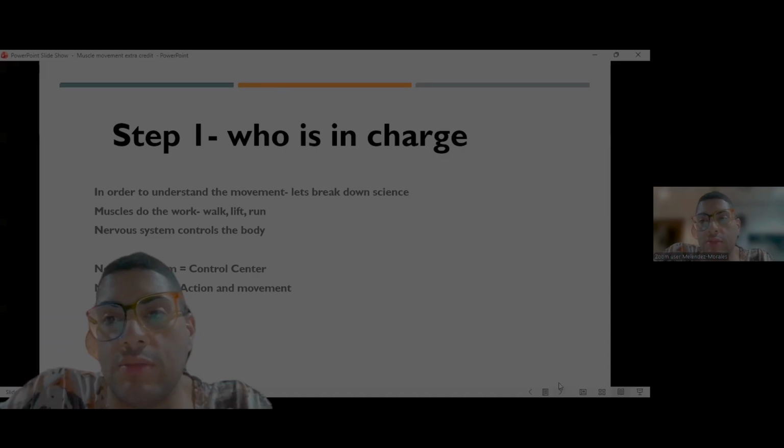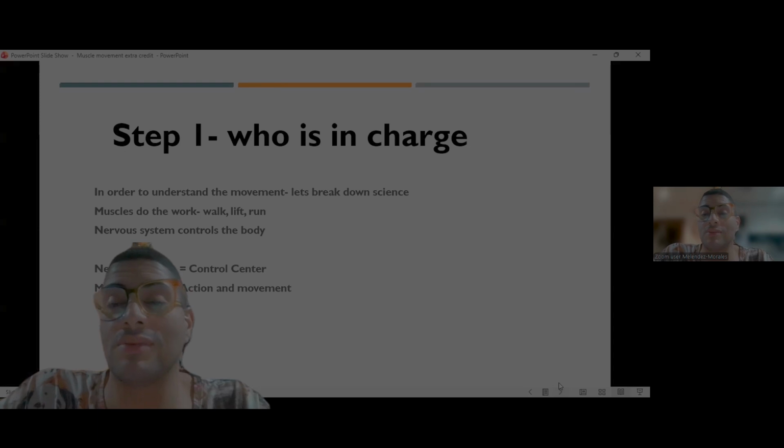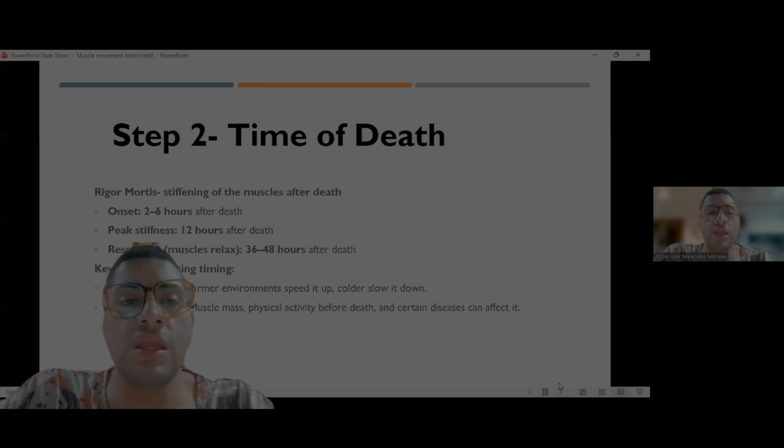And in layman's terms, the nervous system is in charge. It controls the body. Your muscles do all the heavy lifting. So you walk, you run, you lift, you bend over, you exercise, you go through torture in your body. So muscle system equals action and movement. Nervous system equals your control center.